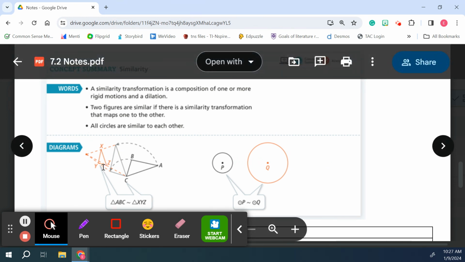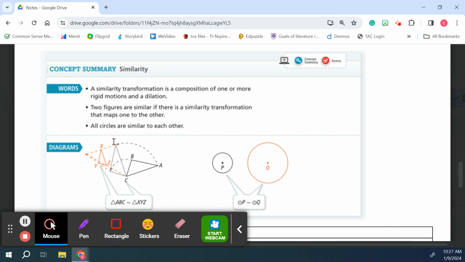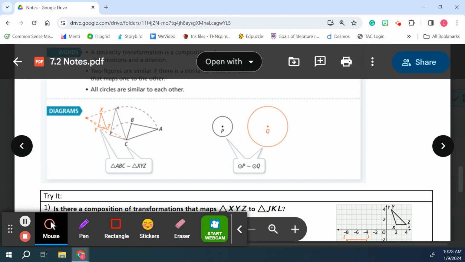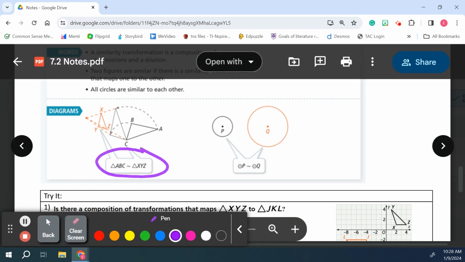So looking at these diagrams, here we have X, Y, Z. If we look, it got, in this case, enlarged or dilated by some scale factor and then rotated. So in this case, this is the big statement right here, that triangle ABC is similar to XYZ or vice versa. Okay? In this case, they're saying circle P is similar to circle Q. So this squiggly line means similar. Okay? No equal sign. We're not dealing with congruency. Just the squiggly.